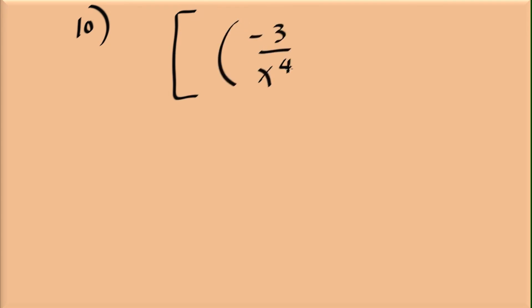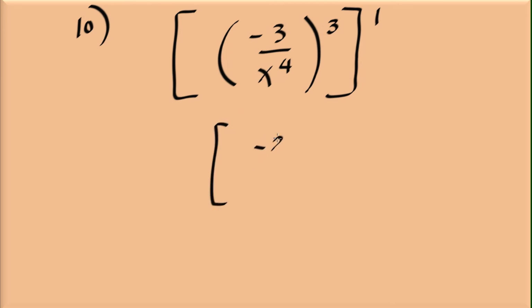How about one more reciprocal example? Let's say you have negative 3 over x to the fourth, all to the third. What is the derivative? When you distribute this 3 in negative 3 over x to the fourth, that's going to give you negative 27 over x to the what? 4 times 3 is 12. Now, use the shortcut to find the derivative of this reciprocal.